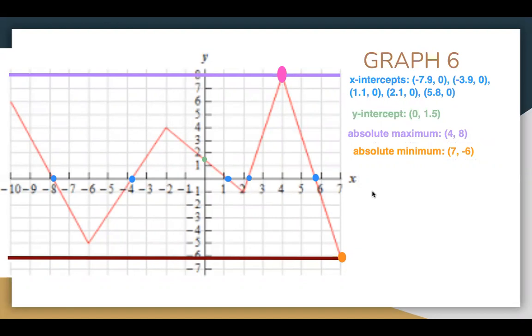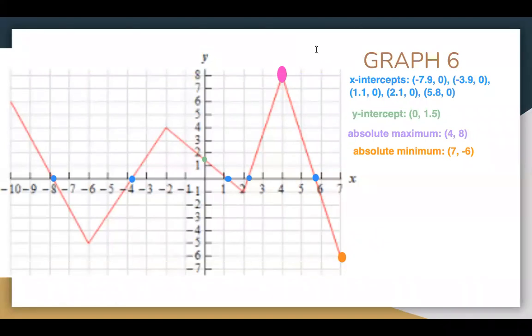And now we're just going to go back and forth, maximum to minimum for our relatives. I'm just going to start on this right side since I already have the first 2 points. I have a relative minimum at (7, -6). Switch to a relative maximum at (4, 8). I will switch right on back to a minimum at (2, -1).